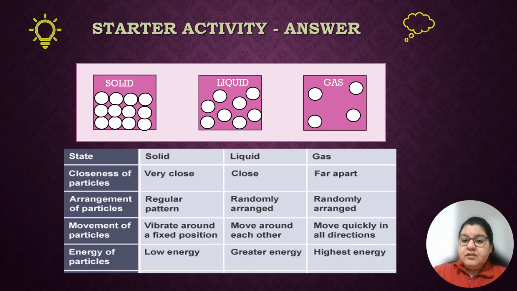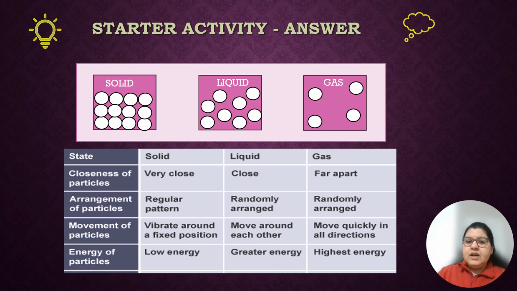Similarly, based on the arrangement of particles, the movement is also restricted. Yes, in solids, they can vibrate around a fixed position. In liquids, they can move around each other, whereas in a gas, they can move around in all directions. And based on that, the energy of the particles in solids is very low. In liquids, it is somewhat higher than solids, whereas gas particles have the highest energy because of their loose arrangement. Okay, are we clear with this?